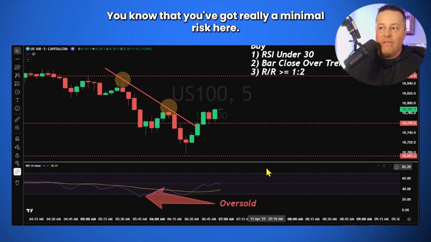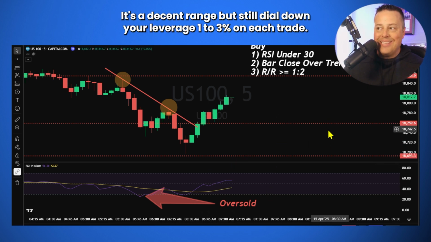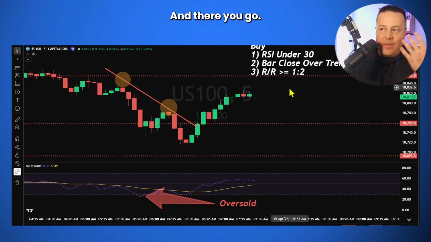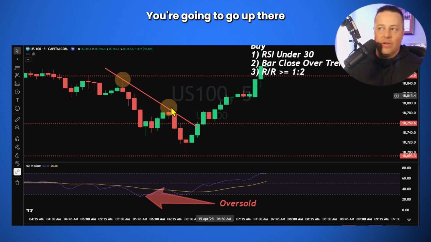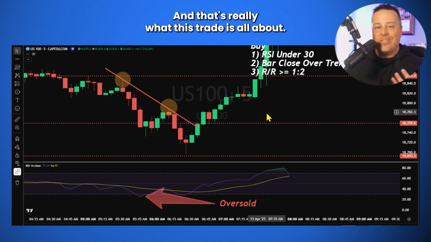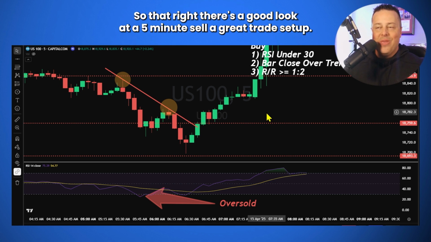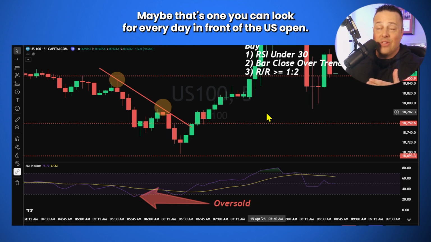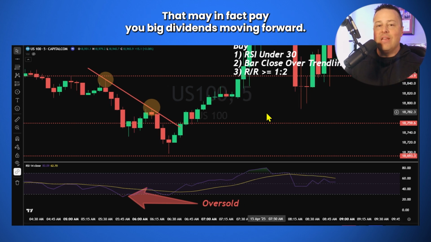5-minute chart, you know that you've got really a minimal risk here. It's a decent range, but still dial down your leverage 1 to 3% on each trade. And there you go. You've got in on your nice bullish move. You're going to go up there and you're just going to get in on really a bullish US Open. And that's really what this trading's all about. So that right there is a good look at a 5-minute sell, a great trade setup. Maybe that's one you can look for every day in front of the US Open that may in fact pay you big dividends moving forward.